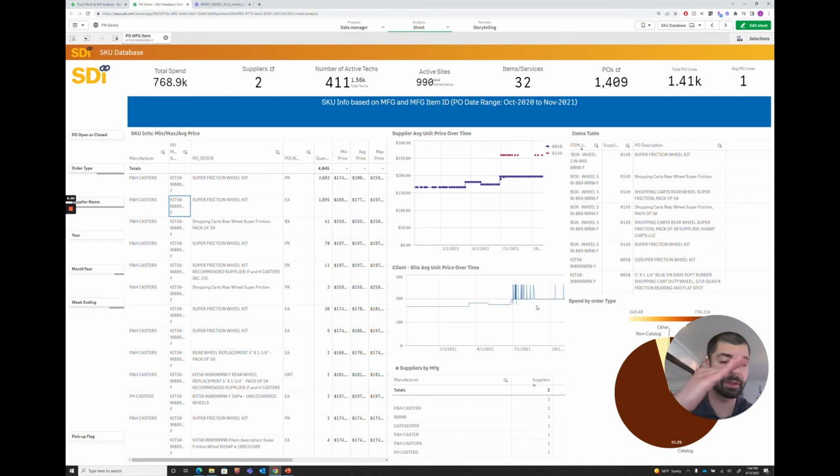You negotiate contracts, you have pricing for a set amount of time. But then if you take a look, it starts going up and down and up and down and up and down. And if you look, we start purchasing it from a second supplier. And that second supplier comes at a higher cost.